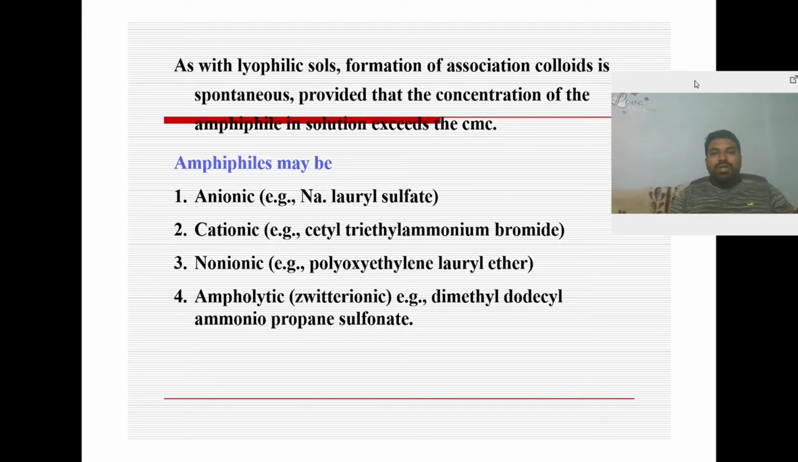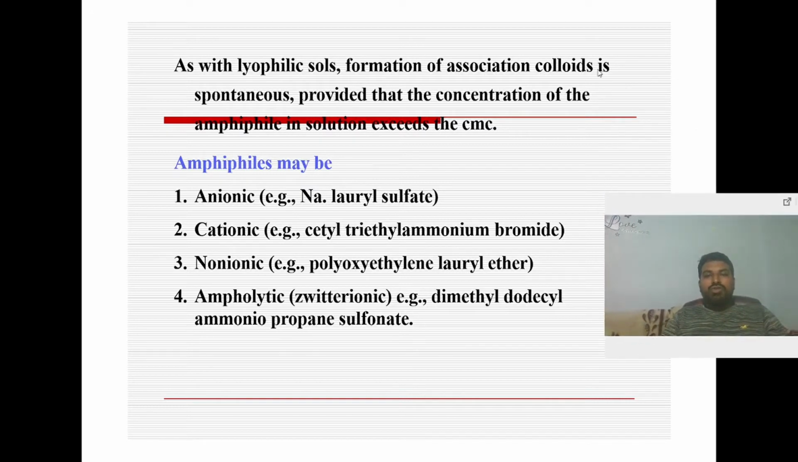As with the lyophilic sols, formation of association colloid is spontaneous, provided that the concentration of the amphiphile in solution exceeds the CMC, that is the critical micelle concentration. Surfactants may be anionic, for example sodium lauryl sulfate; cationic, for example cetyl trimethyl ammonium bromide; non-ionic, for example polyoxyethylene lauryl ether; and ampholytic, that is zwitterionic, for example dimethyl dodecyl ammonio propane sulfonate.